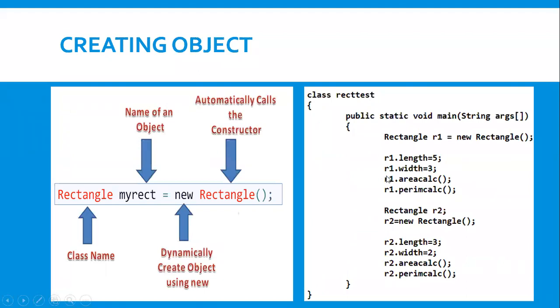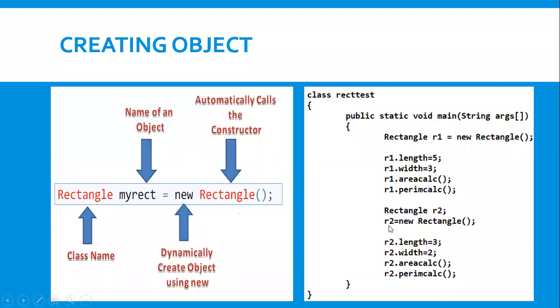Some of the people may get the doubt: sir, what happens if I don't initialize these variables and directly call these methods? If you don't initialize the variables, then by default those variables take the value 0. Without initializing the variables, if you try to perform operations like area calculation and perimeter calculation, then you will get zeros. Here I am going to create another object, a rectangle object for the rectangle class, which is called R2.